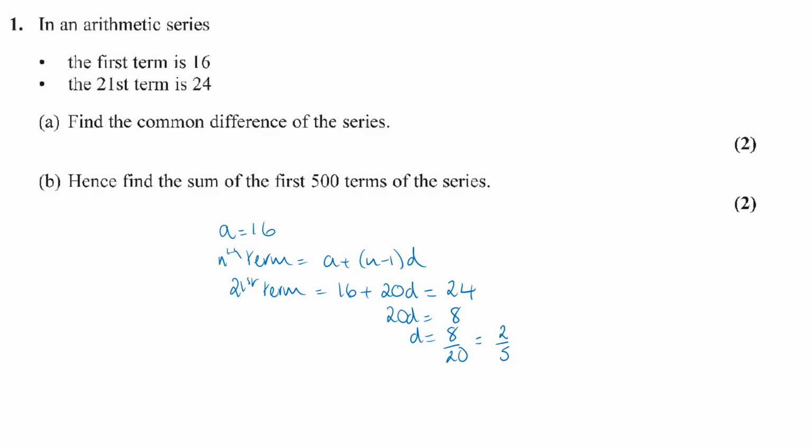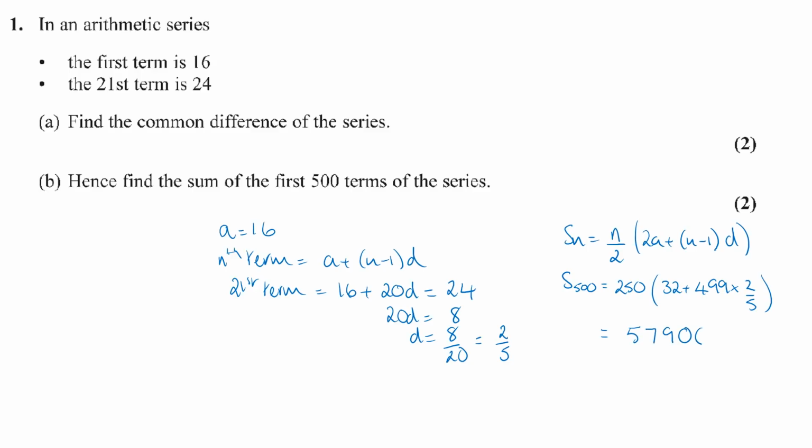Part B, hence find the sum of the first 500 terms. When you get on the formula book, the sum is equal to n over 2, 2a plus n minus 1 d, and all we need to do is feed in that n is 500. So n over 2, 500 over 2 will be 250. 2a is going to be double 16, which is 32, plus n minus 1, so that'd be 499 times our 2/5. If you put all that in your calculator, you get the answer 57900.